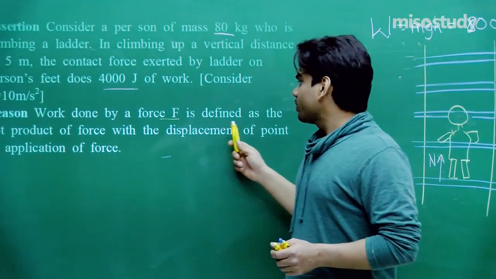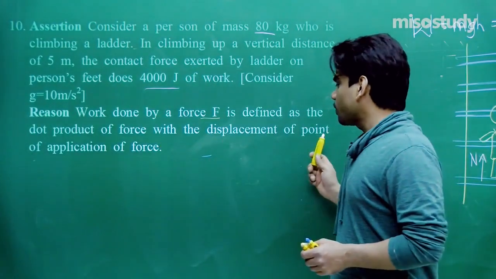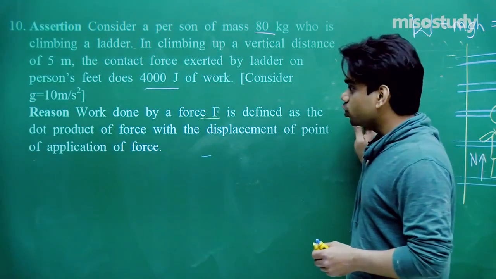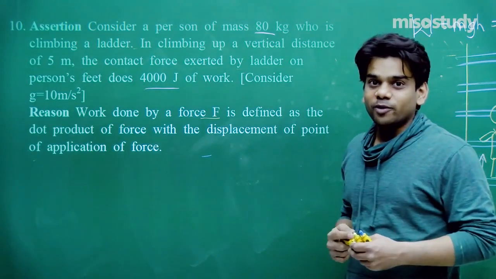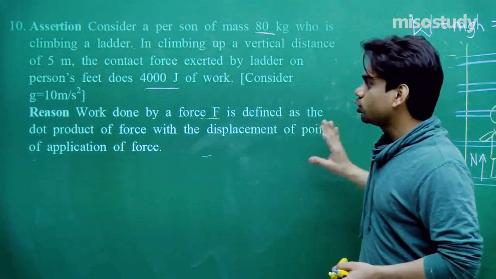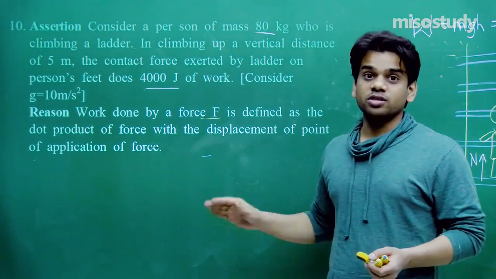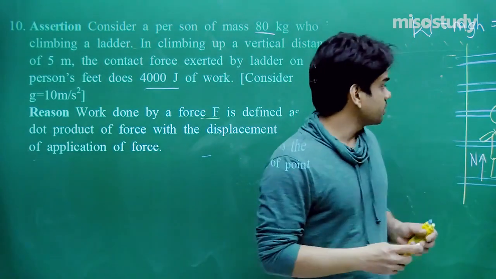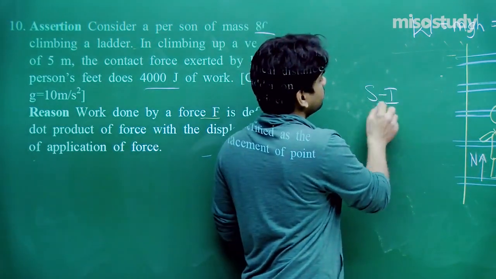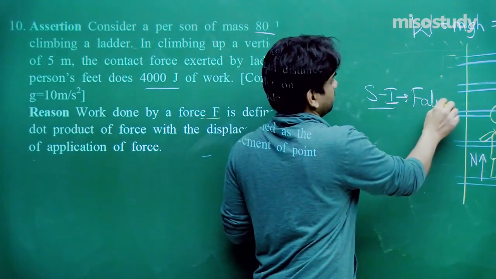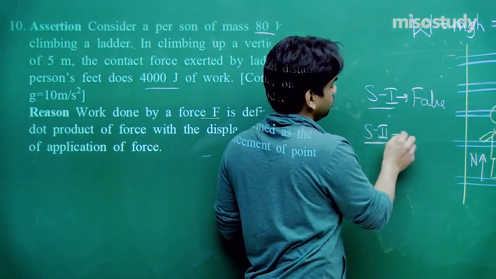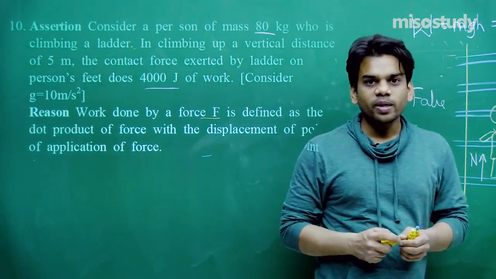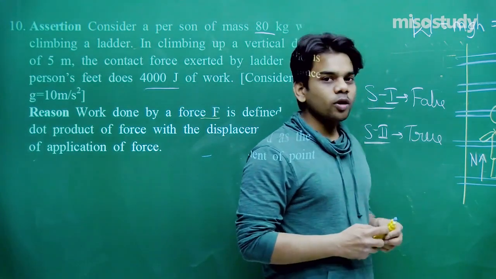Reason: work done by a force F is defined as the dot product of force with the displacement of the point of application of force. This statement is true. Understand, this statement is true. How work done is evaluated due to a force: it's defined as the dot product of force with the displacement of the point of application of force. This is the right point. So what we got: statement 1 is incorrect, statement 2 is correct. So I'll be writing here: statement 1 false, statement 2 true. There is no point of explanation. If 1 is false and second is true, you have to choose option number D.